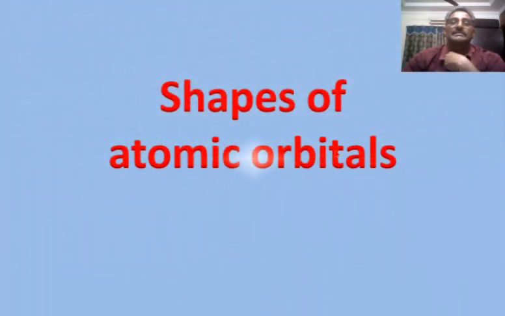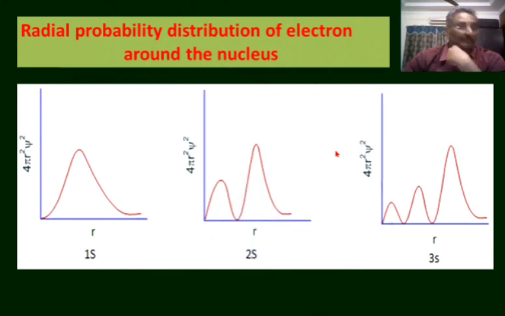Today's topic is the shapes of atomic orbitals. In the previous classes, you have learned that an orbital is a three-dimensional region around the nucleus where there is a maximum probability of finding the electron.